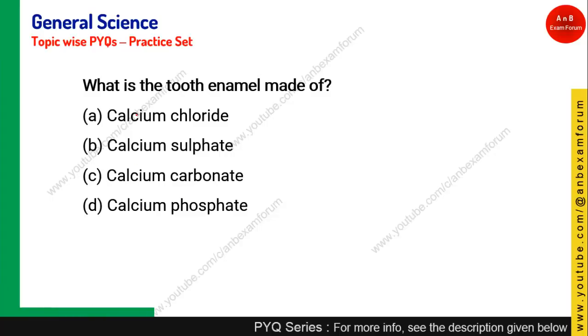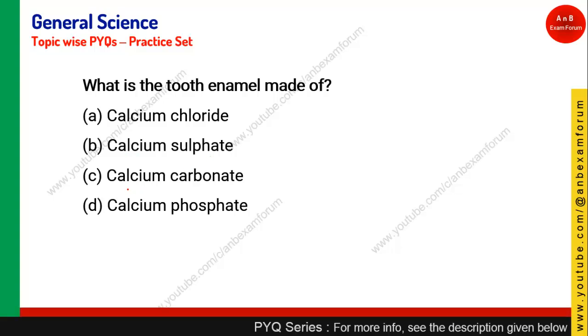The next question, what is tooth enamel made of? Option A, calcium chloride. Option B, calcium sulfate. Option C, calcium carbonate. Option D, calcium phosphate. Okay, so we already know that tooth is made up of calcium. We have read in the theory class that tooth enamel basically consists of calcium phosphate. Okay, you should be very cautious because all of them look similar, but calcium phosphate is the main substance which tooth enamel is made up of. Okay, so those who have given option D, they are right.